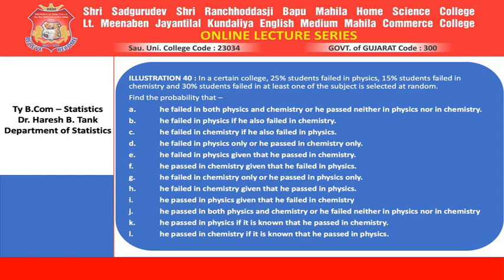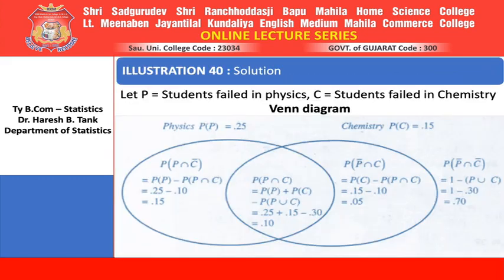Fine enough. First of all, let us put all this data in a Venn diagrammatic form. That will make it more clear to you. Let us suppose event P is student failed in physics and C is student failed in chemistry. Look, here we have taken as failed, not the pass, right? If you put it in a Venn diagrammatic format, everything will be clear to you. Just denote each and every component.